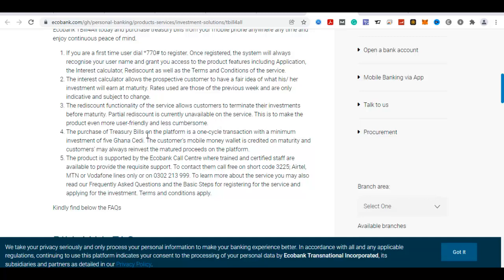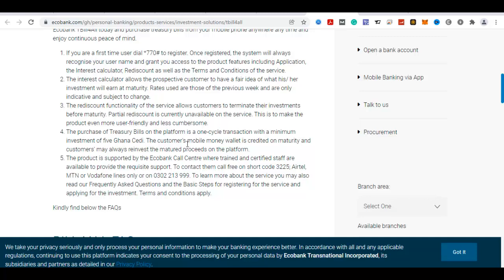The purchase of treasury bills on the platform is a one-cycle transaction with a minimum investment of 5 Ghana Cedis. That means with just 5 Ghana Cedis in your mobile money wallet, you can start investing in treasury bills using Ecobank for all, TBILL4ALL by Ecobank.